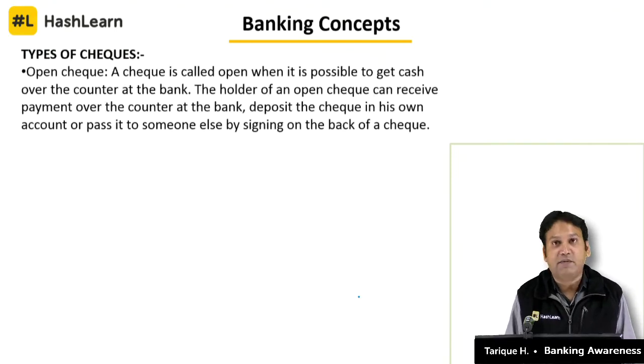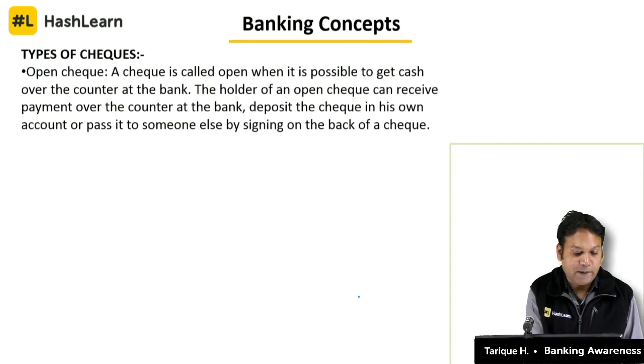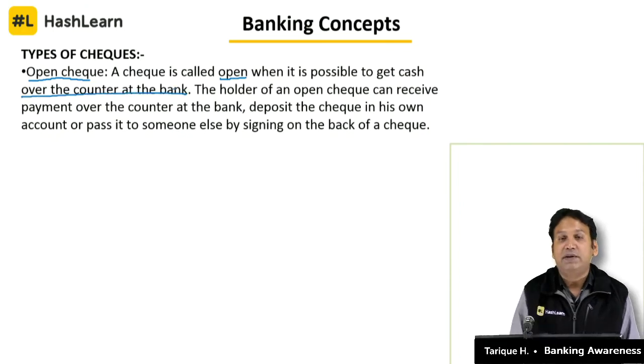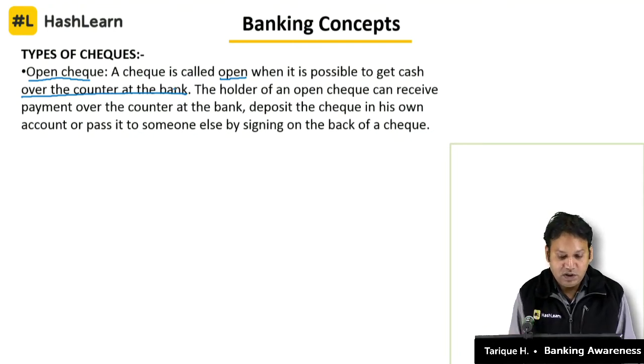Now let's look at the other types of checks based on functionality. An open check. A check is called open when it is possible to get cash over the counter at the bank. So you take the check to the bank and you give the check across the counter to the cashier. The cashier will give you the amount in your hands. That is what is called an open check.